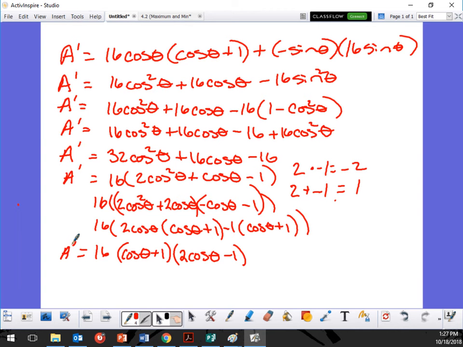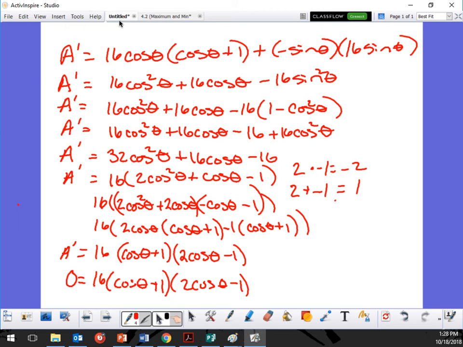And now that I've factored this out, I'm going to try to find the minimum and maximum. So I'm going to set my derivative equal to 0, so therefore I can factor things out. So it's going to be 0 equals all this: 16 times cosine theta plus 1, and then 2 cosine theta minus 1. Okay, and I ran out of board here. So I'm going to set each one equal to 0.